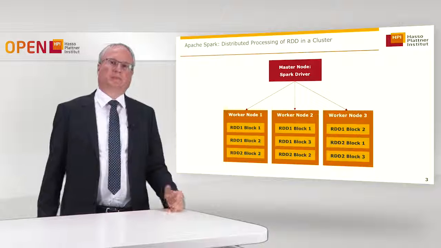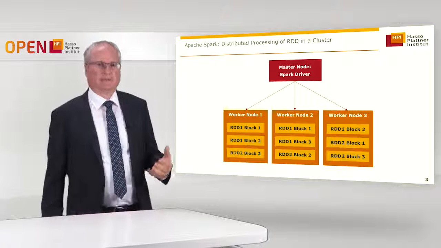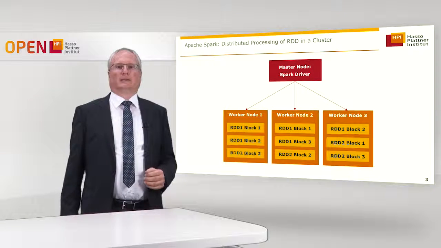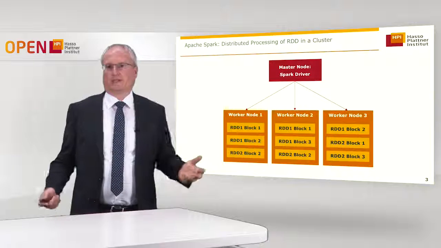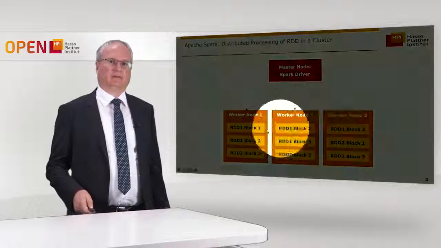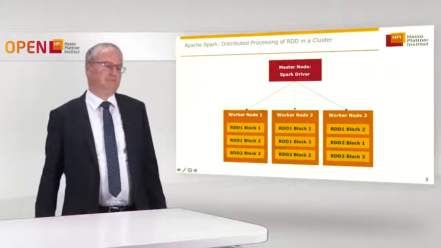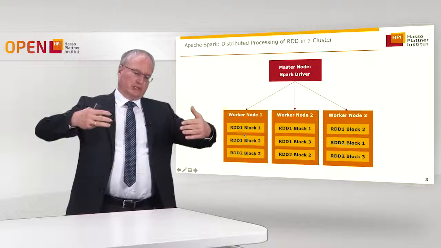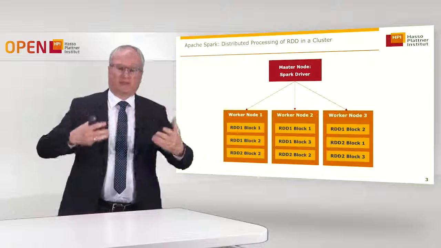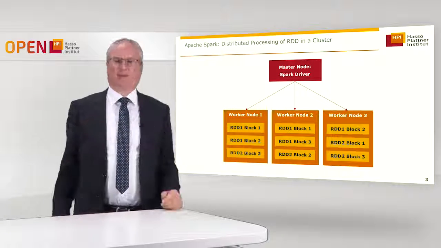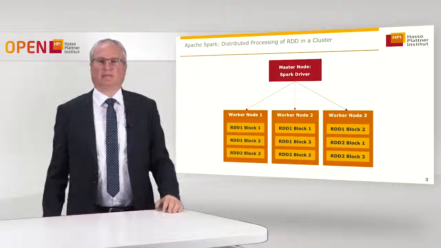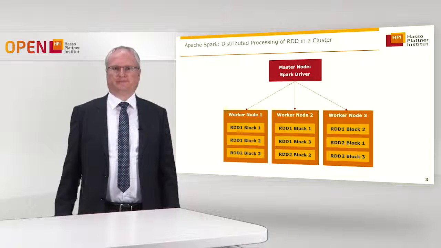And the data may be split as well, so that a single RDD resides on multiple nodes, and also different RDDs can reside on the same node. As you see here, for example, we have here parts of RDD2 and 1 on one worker node. After the calculation, the data is collected again, and the Spark driver sort of gets back the results and combines them, for example, for output.